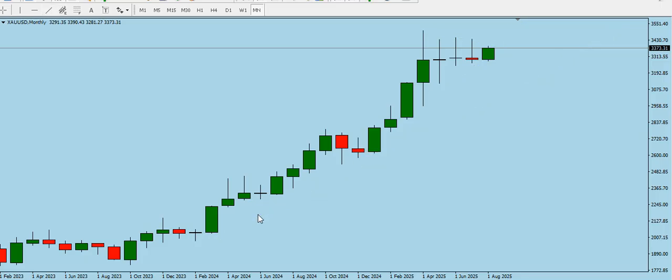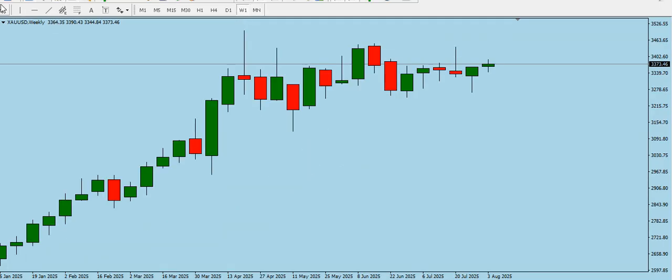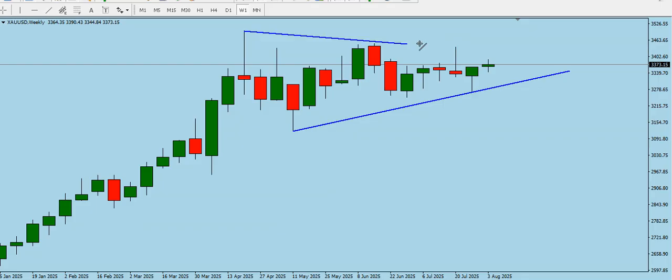On the weekly time frame, price is also ranging, just like what we saw on the monthly time frame. You can see the triangle on the weekly time frame. Now we have this particular pin bar suggesting that price might likely go up. But if price does not go up, price might drop.